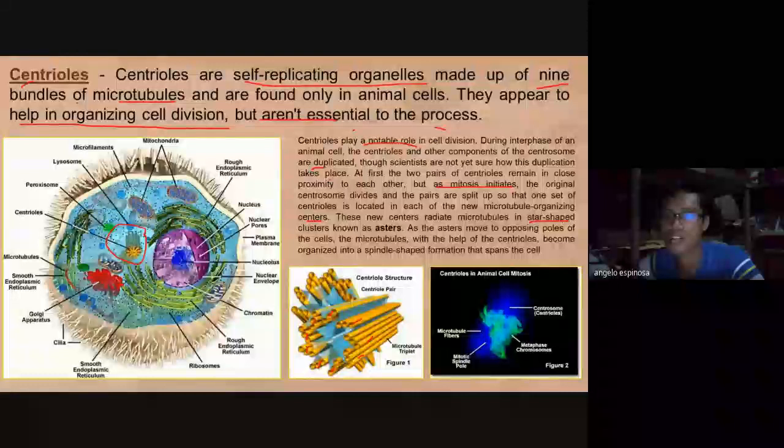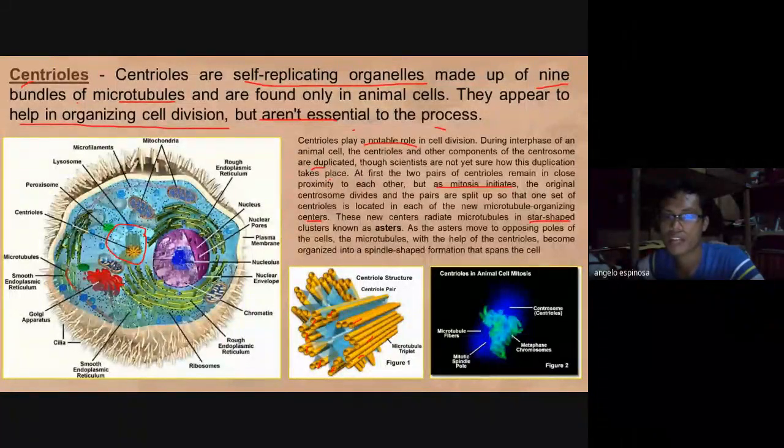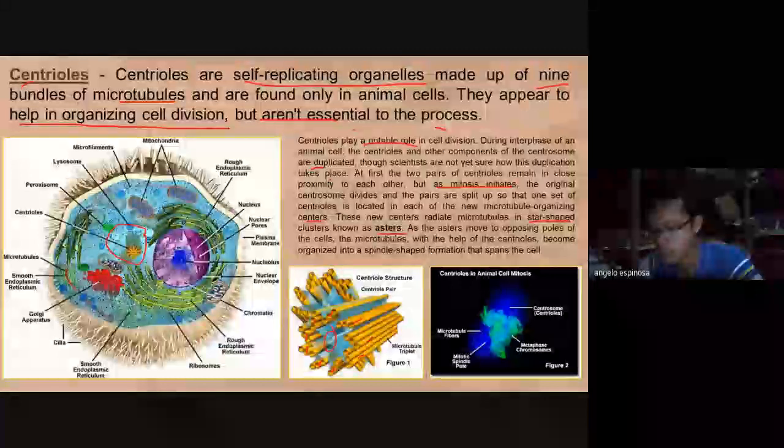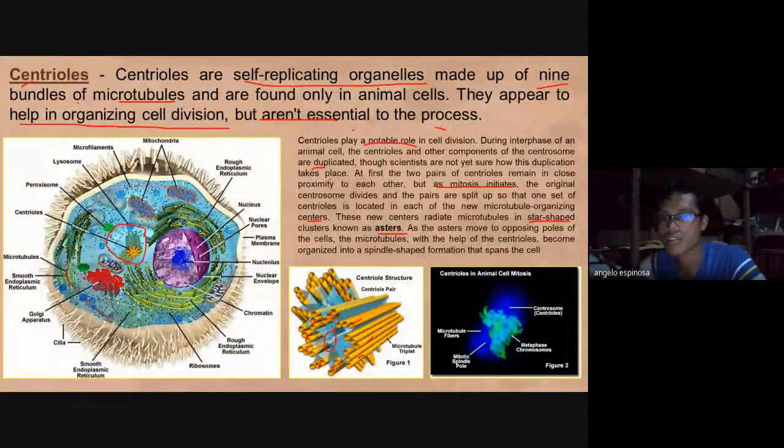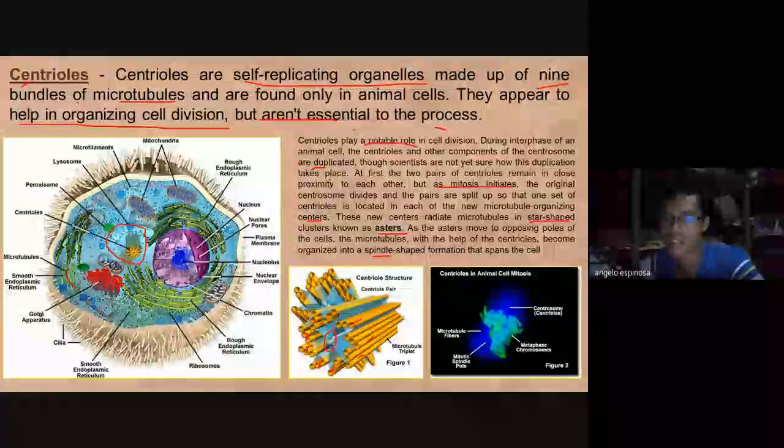These centers radiate microtubules in a star shape. As you can see there, it has a star shape. Star-shaped clusters are known as asters. As the asters move to opposing poles of the cell, the microtubules, with the help of centrioles, become organized into a simple spindle-shaped formation that spans the cell.